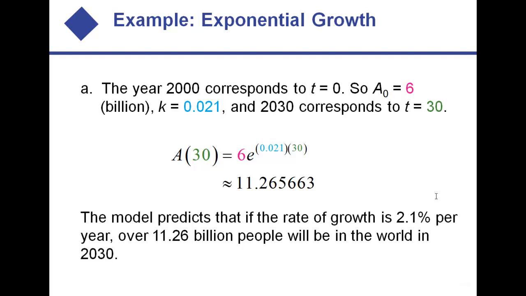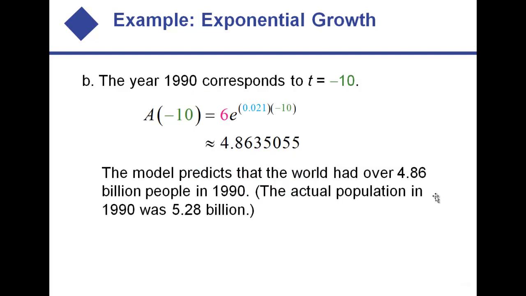And then if we want to know what the population is in 2030, we're not going to plug in 2030. We're going to plug in number of years from the starting point. So if 2000 was t equals 0, then 2030 is 30 years beyond that, so we're plugging in a 30. We do all that work and we get roughly 11.265 billion people will be on the planet in 2030.